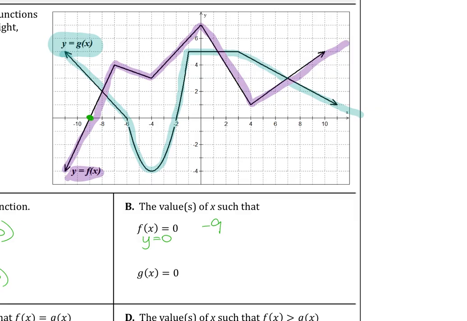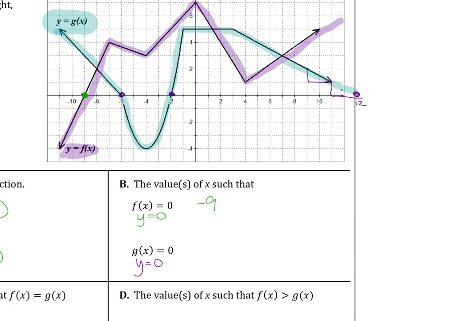Now it's having us find the same thing, but for our g of x. So g of x equals 0. So here, here, and because our line is going down, I'm going to follow the slope. Up 1 over 2. Okay, there's one here. That's at 12. Normally I wouldn't have you do this, but we will need this in a little bit, so we do need to find it. So it's at negative 6, negative 2, and 12. Okay, there are the x values.